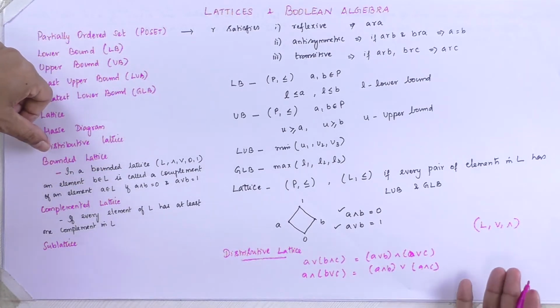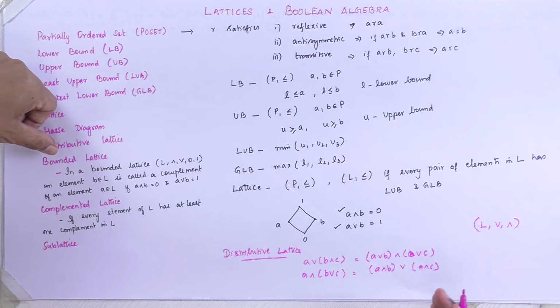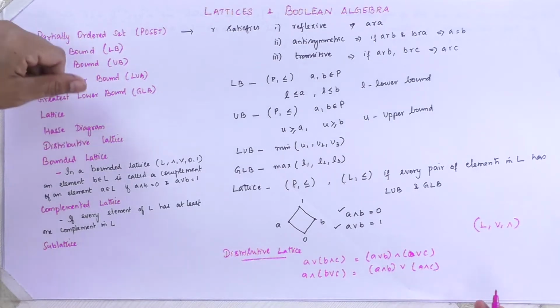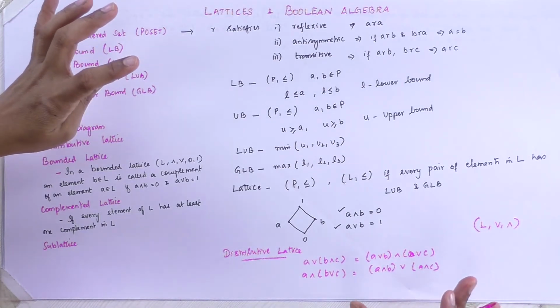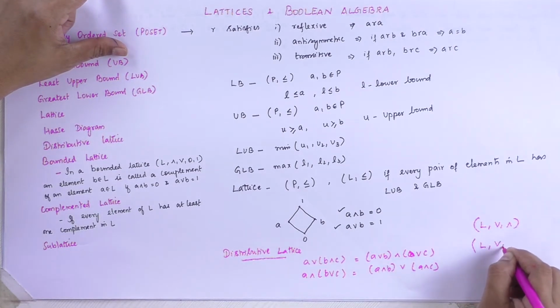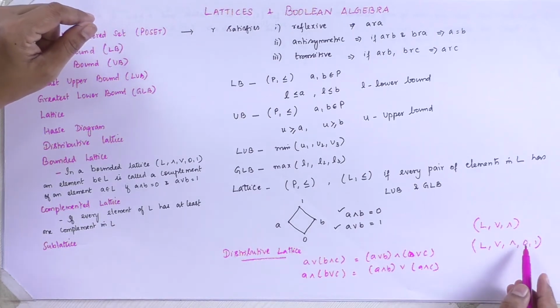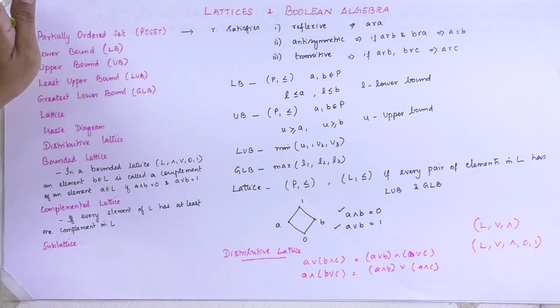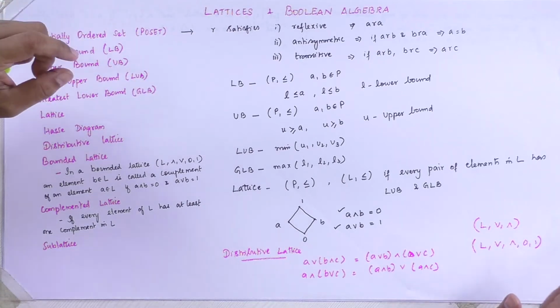After knowing what a lattice is and its notation, how do we define a bounded lattice? A bounded lattice means any lattice which is within a boundary, which means I have L, and, or, 0, 1. The minimum should be 0 and the maximum should be 1. If that is so, then it is said to be a bounded lattice.